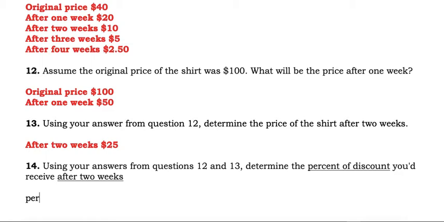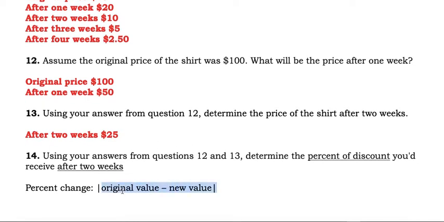So let's just write the percent change formula because that's what we're ultimately calculating. If we want to determine the percent of discount, we want to determine the percent change because a discount is a change that happens to a value. So remember, when calculating percent change, you take the original value subtracted by the new value. We want to find the absolute value. Actually, let me change this to amount. Original amount minus new amount.